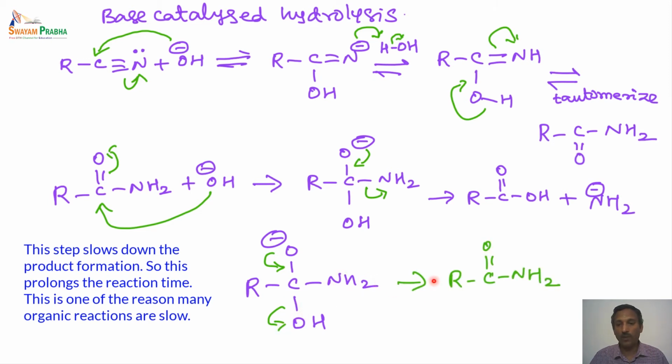If this step happens, what we end up with is nothing but the starting material. So this is the starting material we started off with. That intermediate, the amide intermediate that was present, will be regenerated in this particular step. For our product formation, the removal of NH2 is a crucial one. Unless this removal happens, we may not end up with the required carboxylic acid as our product.